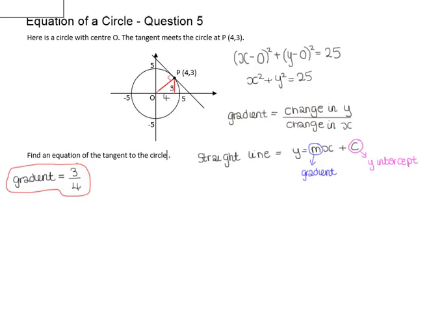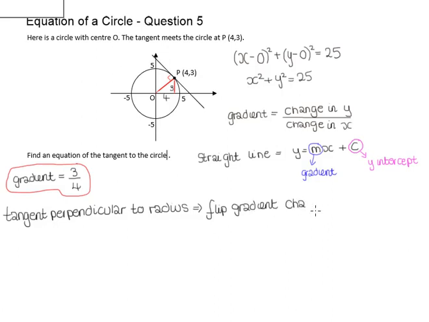So what I want us to think about now is what happens with our gradient of our perpendicular line. Well, we know that my tangent is perpendicular to the radius, okay, it meets at a right angle, then what do we know about its gradient? Well, we know that we have to flip the gradient upside down and we have to change its sign. Okay, so we flip the gradient and we change the sign.